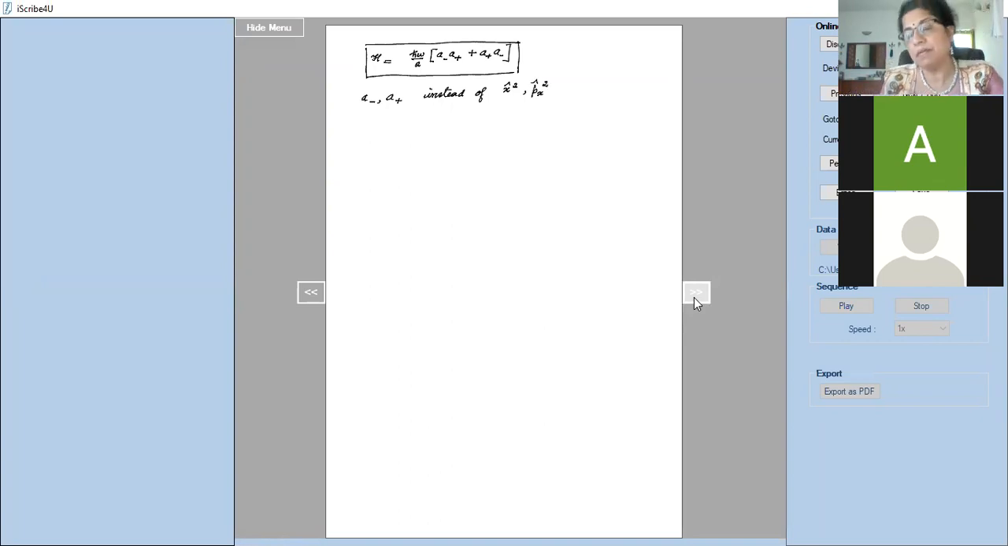Is this clear to everybody? What we have done? Is the mathematics clear? Has everybody understood this?